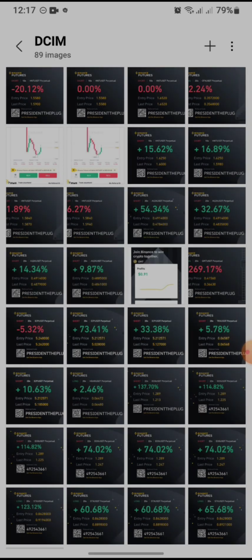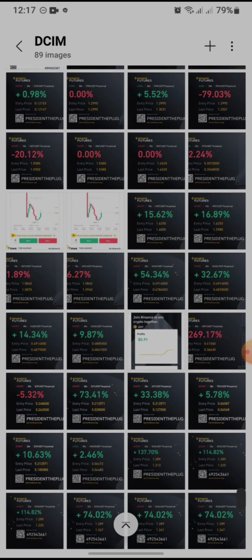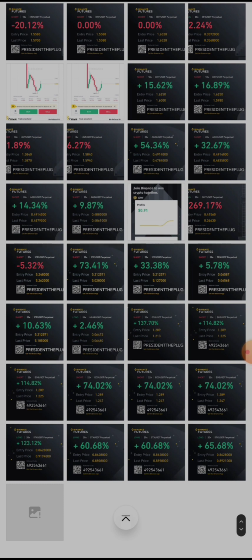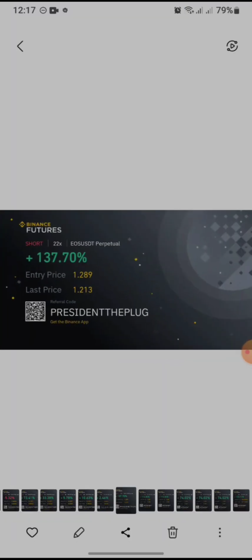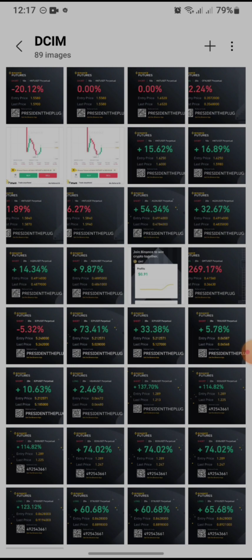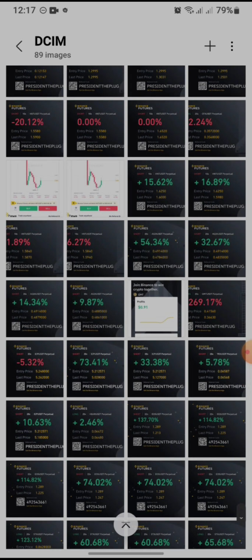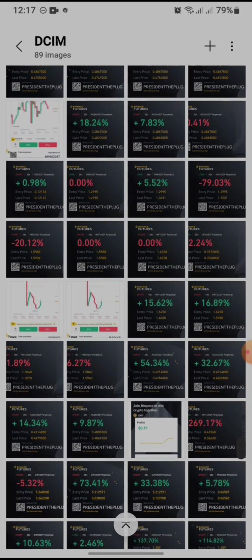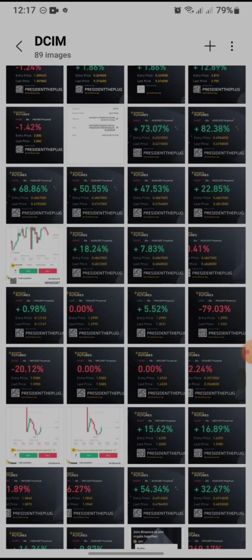This method only works for buying. This method I'm about to teach you guys only works for buying. It doesn't work for selling or doing any other stuff. Okay, sorry, I'm still looking for this picture.